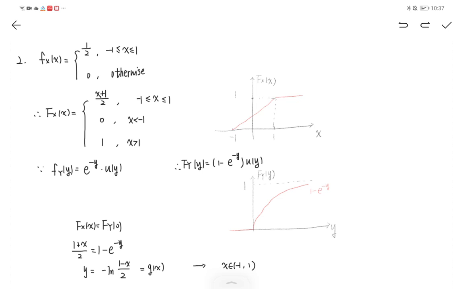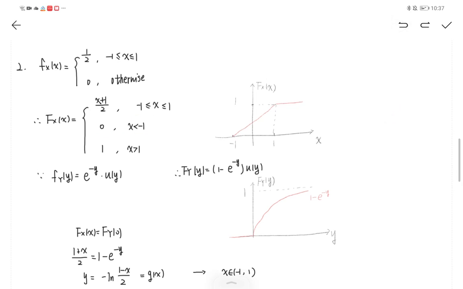So we know the distribution function equals 0 when x is less than -1, and it equals 1 when x is more than 1. And then, because x is uniform from -1 to 1, the distribution function equals (x plus 1) over 2.